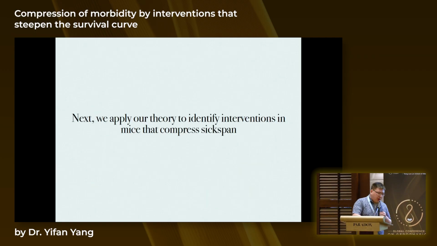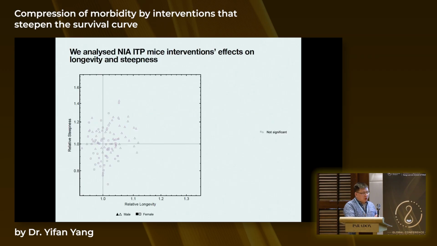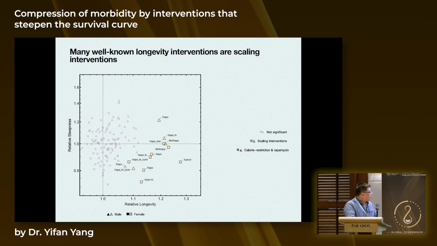So next, we want to apply our theory to identify interventions that can compress the healthspan. Here we considered all the interventions in the NIA ITP program, which is a fantastic open experimental investigation systematically of mice interventions, and they publish all their survival curves. What's plotted here are all the interventions that we consider to be not significant. They didn't pass our statistical thresholds. And you see that all these dots lie around the origin.